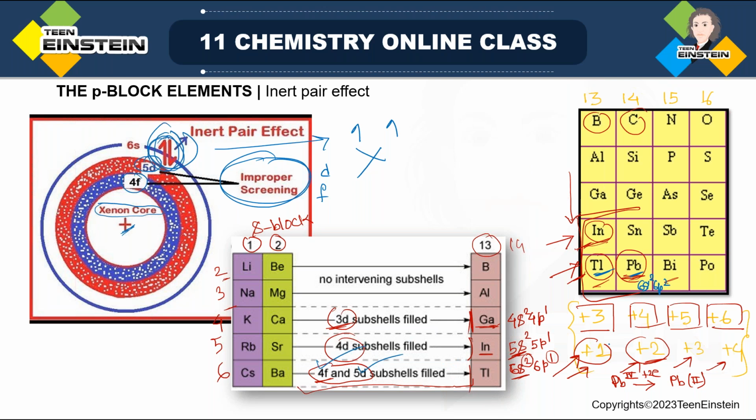So for Tl, you can expect +1 oxidation state, that is the most prevalent, not +3. Even if it is forming any +3 oxidation state compound, there will be a tendency to gain 2 more electrons so that it can achieve +1 oxidation state. Fine.